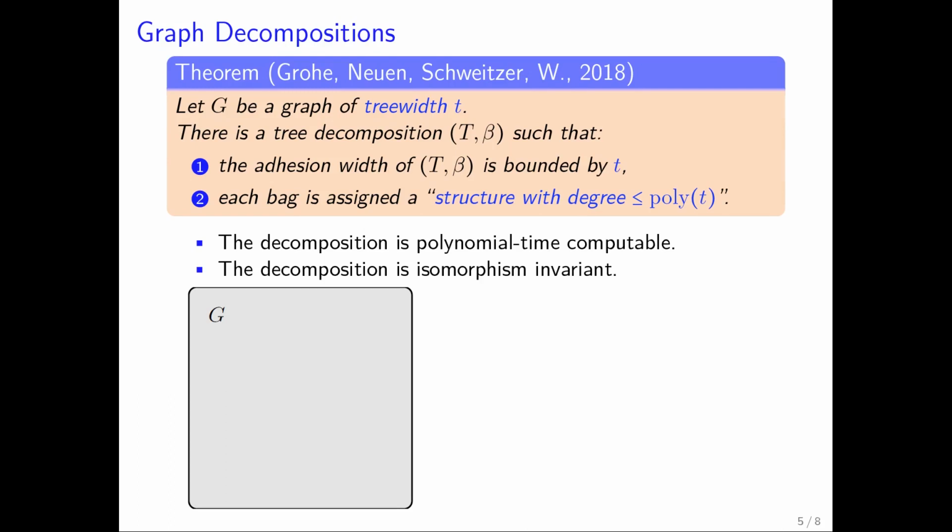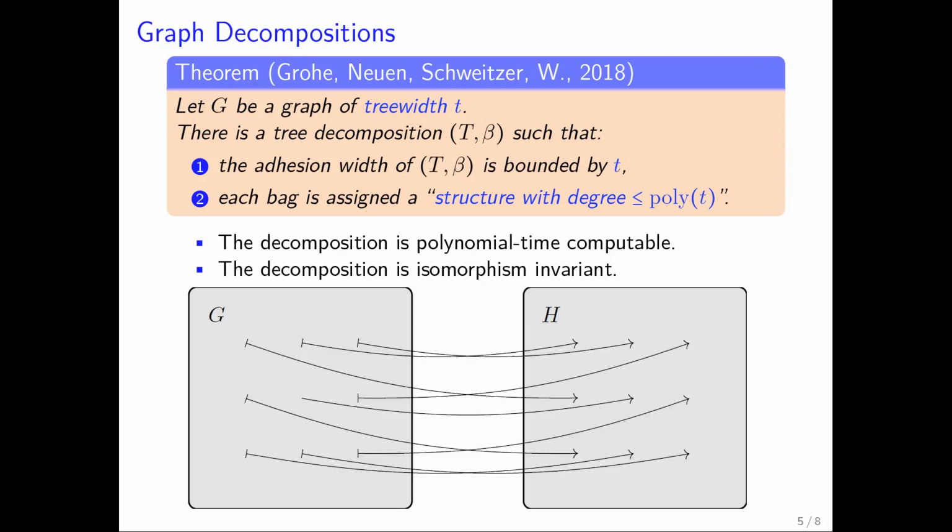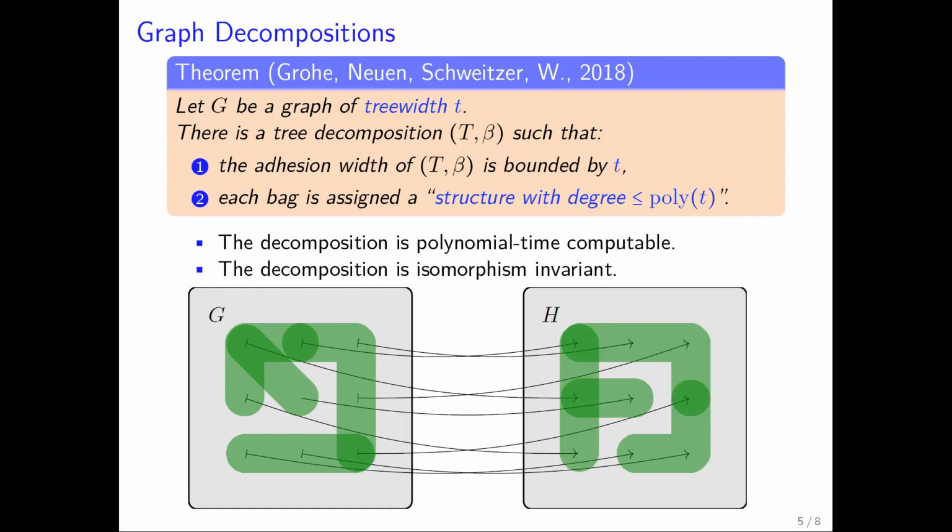So, what does isomorphism invariance mean? Assume you have a given graph G and some isomorphic graph H. So there's a bijection between the vertices preserving the structure of these graphs. Then assume you make this decomposition on the first graph G and you make this decomposition on the second graph H.